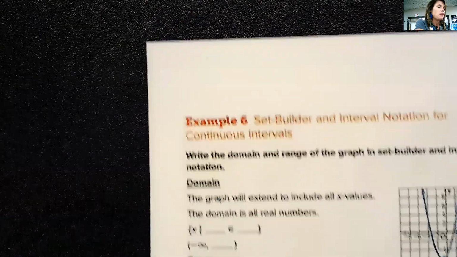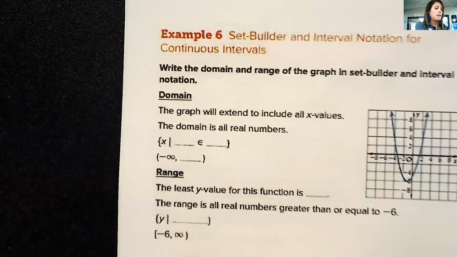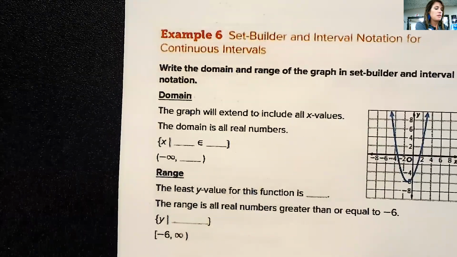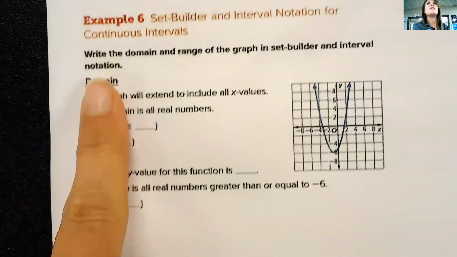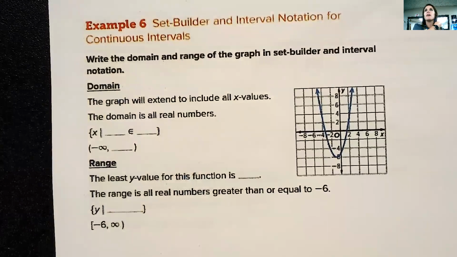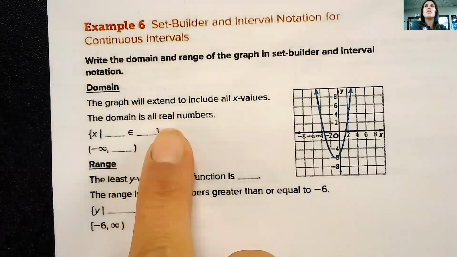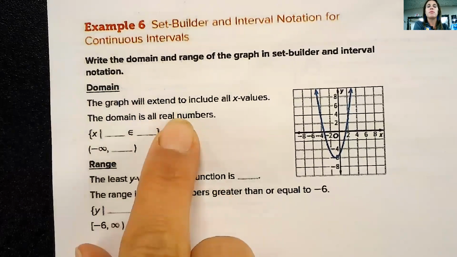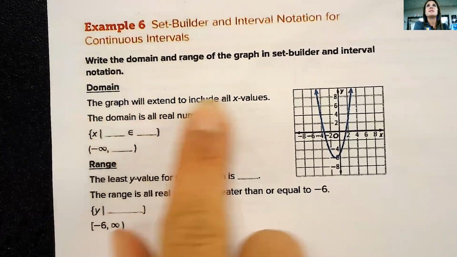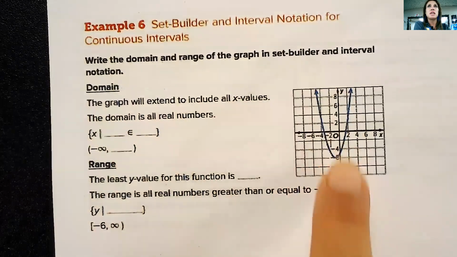Four more boxes, we got this. Write the domain and the range. Write the domain and range of the graph in set builder and interval notation. The graph will extend to include all x values. The domain is all real numbers. Okay, so it tells us the domain is all real numbers. The graph will extend to include all x values because that graph is going to keep going on and on and on.